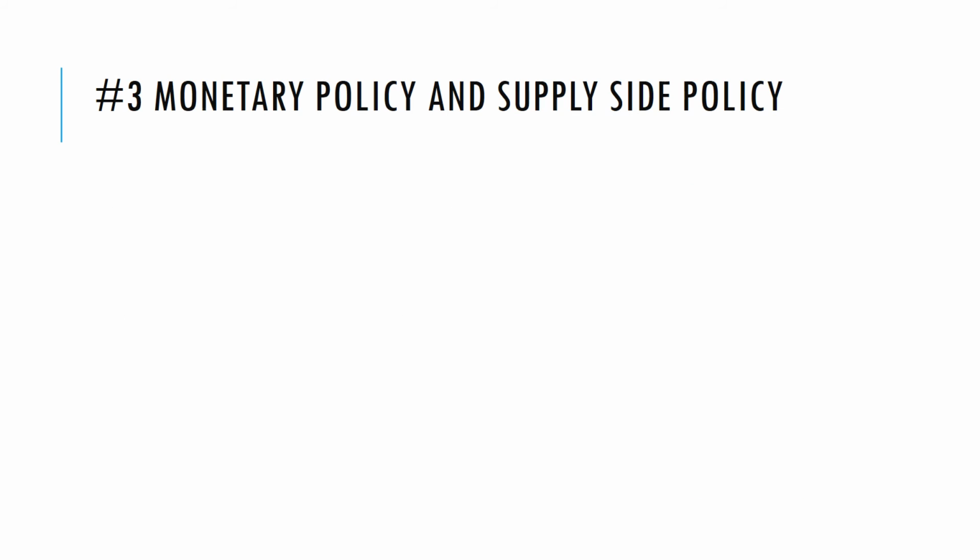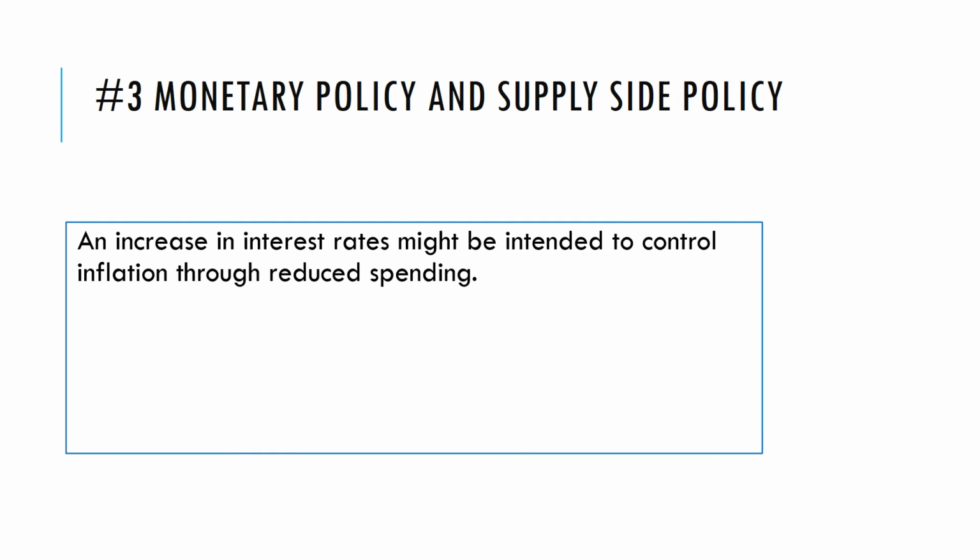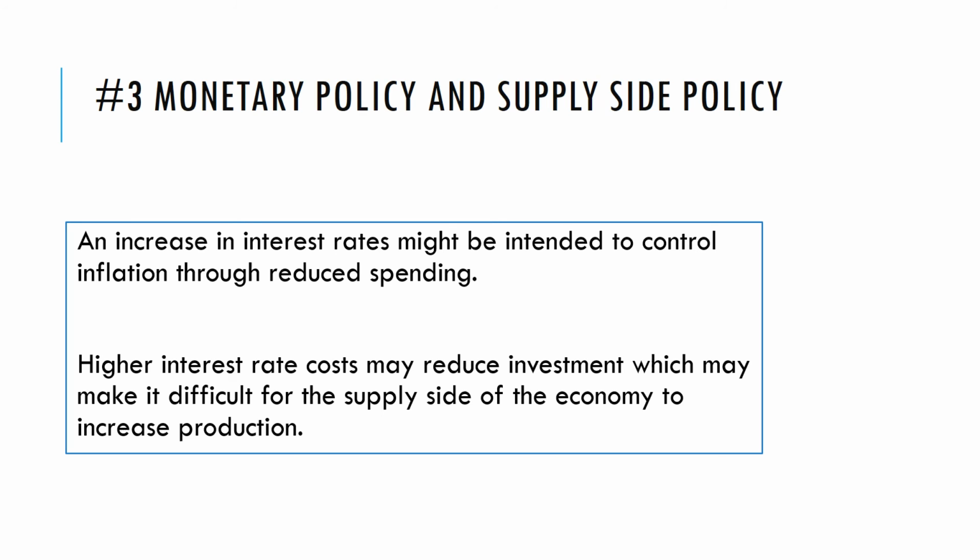Finally, let's consider monetary policies and supply side policies. Let's imagine that under monetary policy, interest rates have been increased to try and reduce spending to control inflation. Now, if we think about how this might impact on the effectiveness of supply side policies, higher interest rate costs may reduce investment that businesses might make, which may make it more difficult for the supply side of the economy to increase production. So here, the change in monetary policy and increase in interest rates has made it harder for supply side policies to be effective, because this may in turn reduce the levels of investment because businesses face higher borrowing costs.